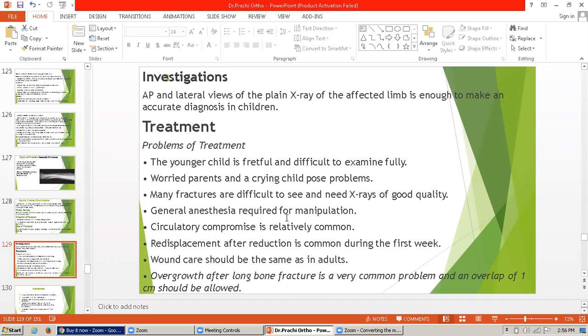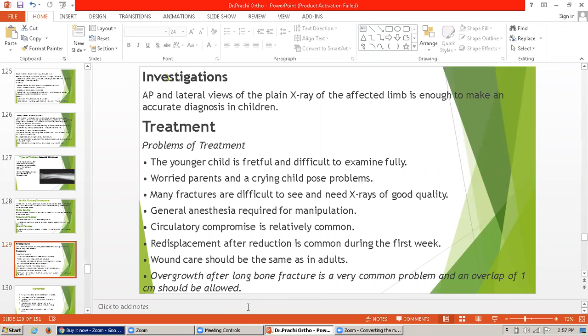General anesthesia is required for manipulation. Then circulatory compromise is relatively common. Redisplacement after reduction is common during the first week, and wound care should be the same as in adults. And overgrowth after long bone fracture is a very common problem, and an overlap of 1 centimeter should be allowed.